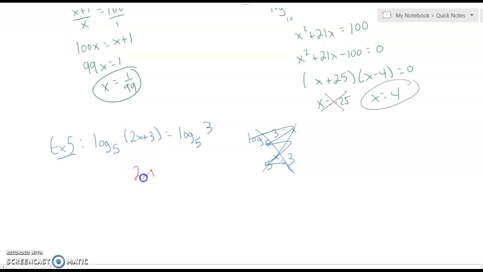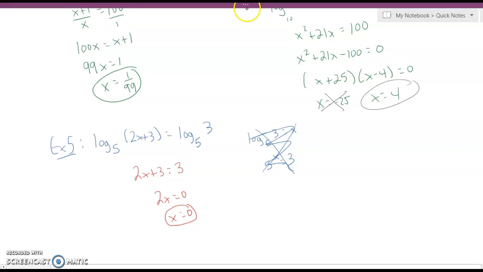I take 2x plus 3 and I set it equal to 3 and solve. Take 3 away gives me 2x equals 0 and x equals 0. So take that value, plug it in. I didn't have to convert to a log equation here. Take 0, plug it in. I'm going to get log base 5 of 3, which is exactly what I have over here. So I know that that is going to be a valid answer.